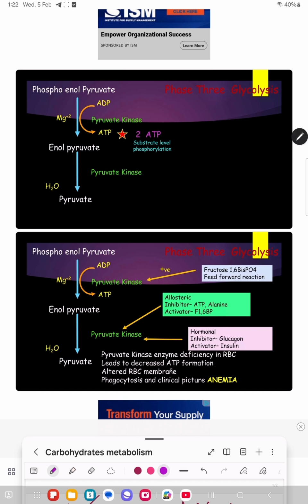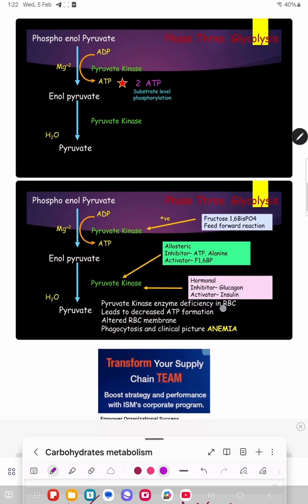So here you can see the pyruvate kinase enzyme deficiency in RBC leads to decreased ATP formation, altered RBC membrane, phagocytosis, and the clinical picture of anemia, okay. How anemia occurs is explained here, okay.